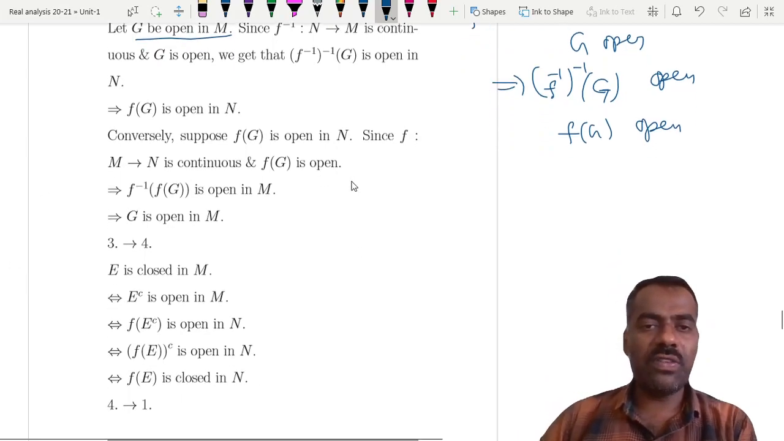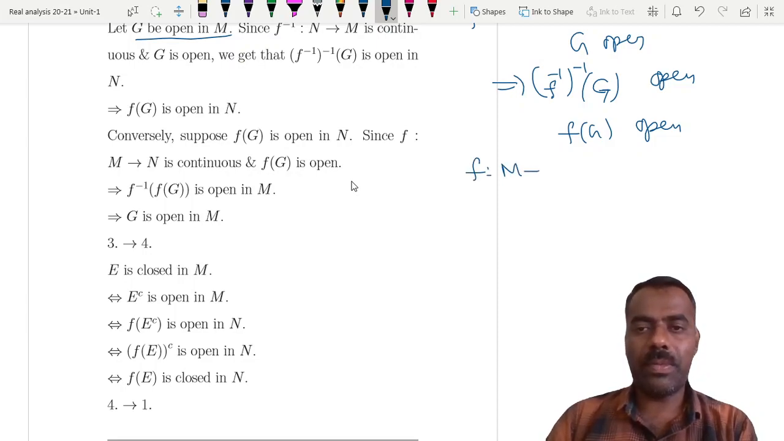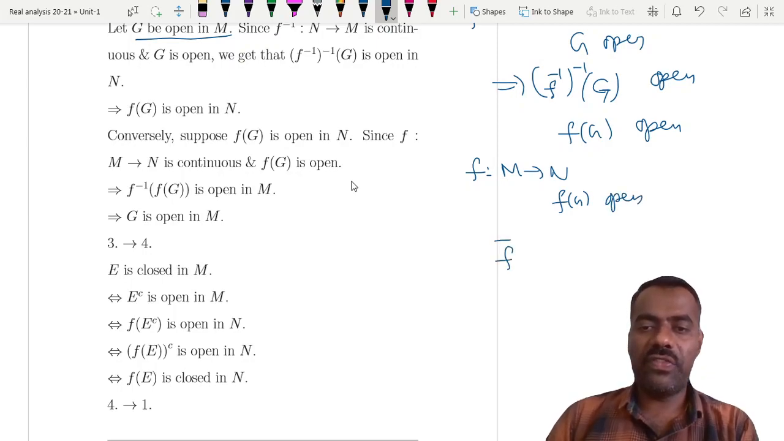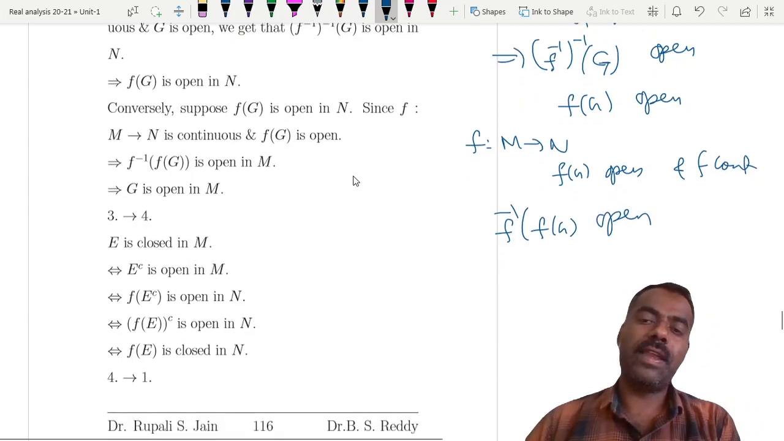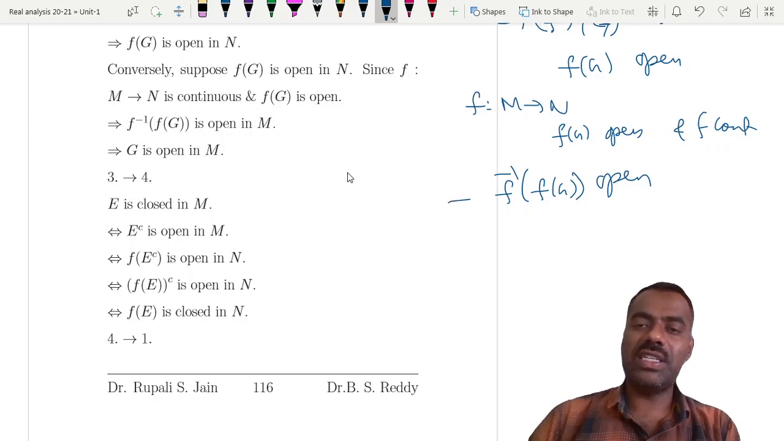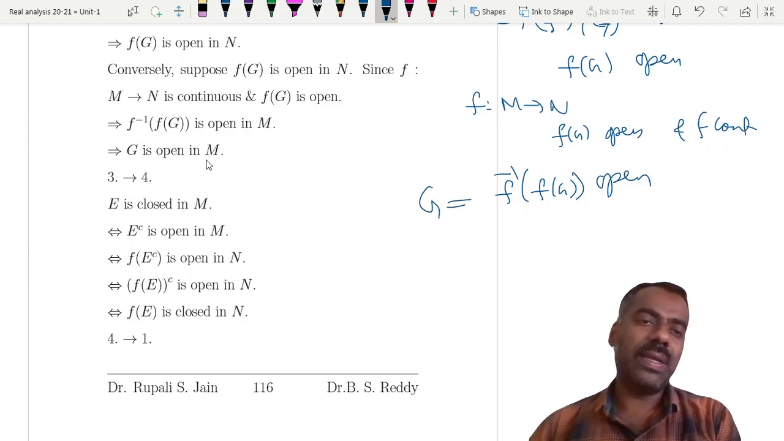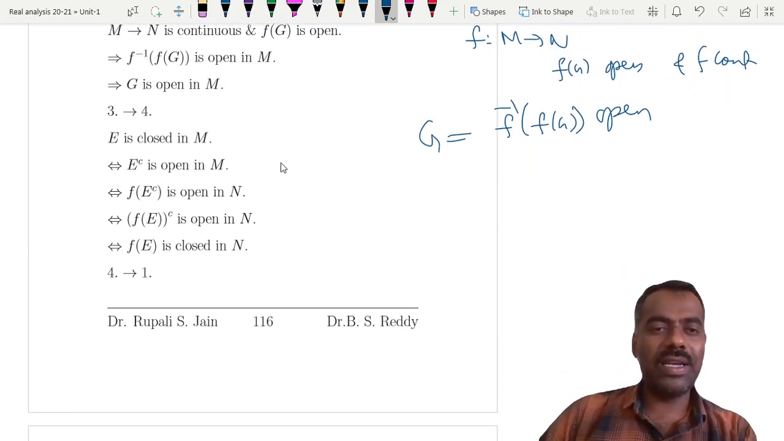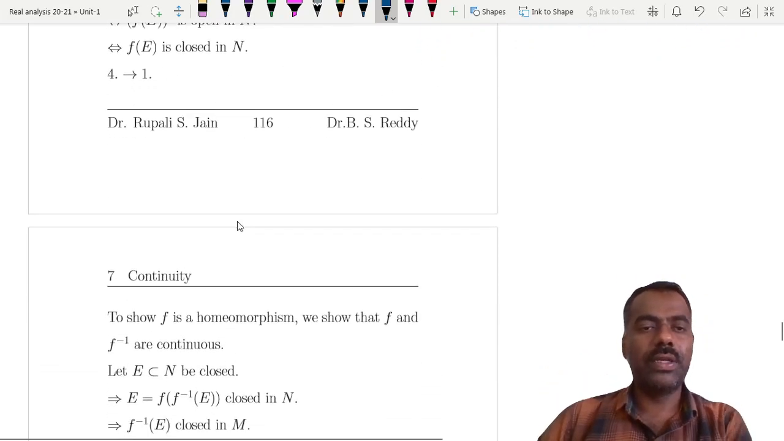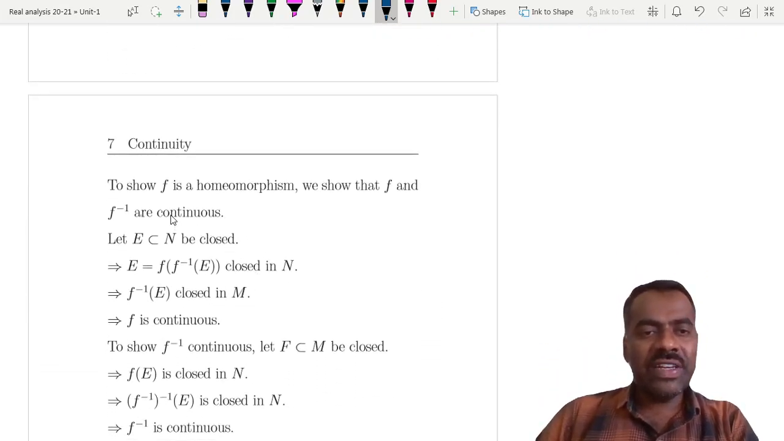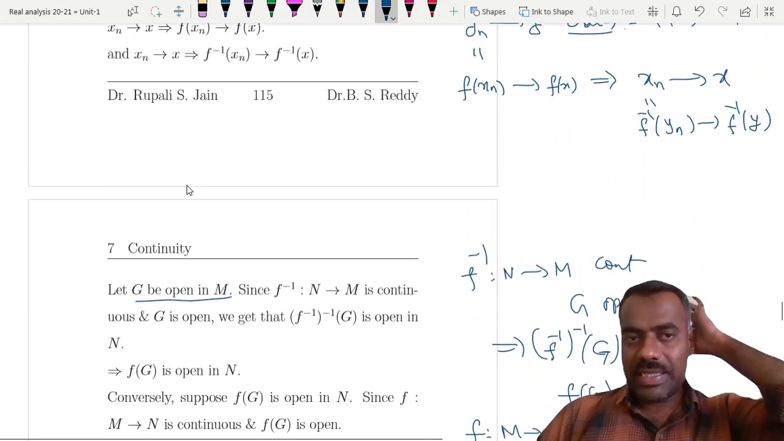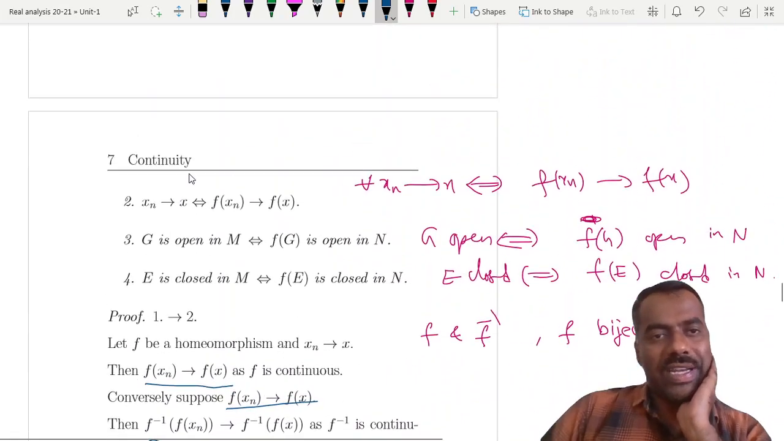Conversely, if we assume f of G is open, where f maps from M to N, then f of G is an open set. Using the fact that f is continuous, f inverse of f of G should be open in M. But f inverse of f of G is G. In that way, you can prove it. It is not a problem. And the open and closed cases I skip, you can do it. The other one, by assuming the closedness property, we want to show that f is a homeomorphism.